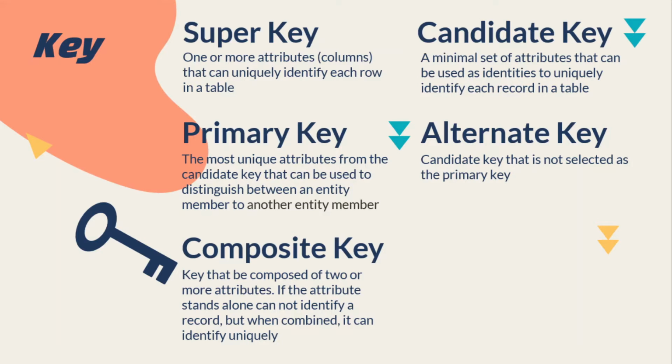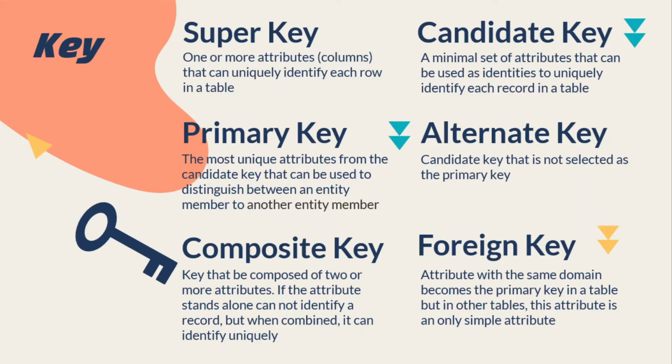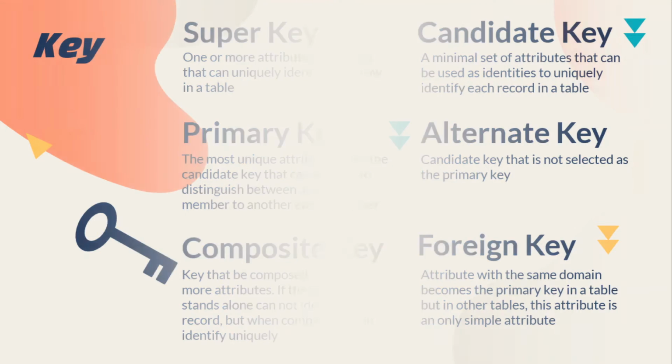Next is the composite key. A key that is composed of two or more attributes. If an attribute stands alone, it cannot identify a record, but when combined, it can identify uniquely. This is called a composite key. Foreign key is an attribute with the same domain. This attribute becomes the primary key in a table, but in other tables, this attribute is only a simple attribute.